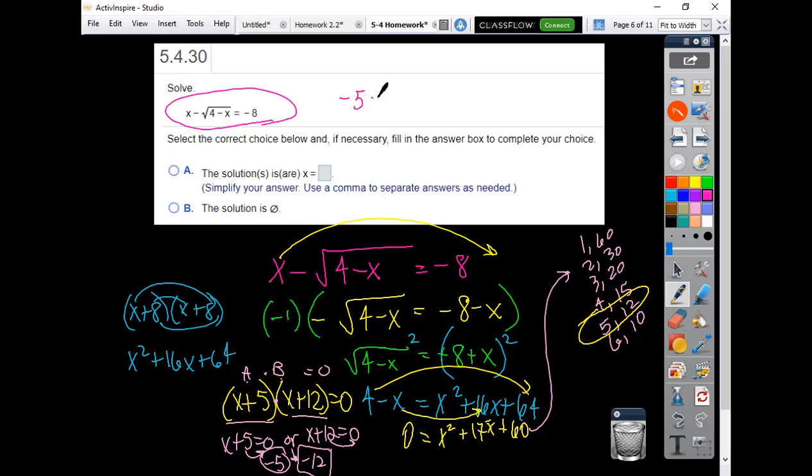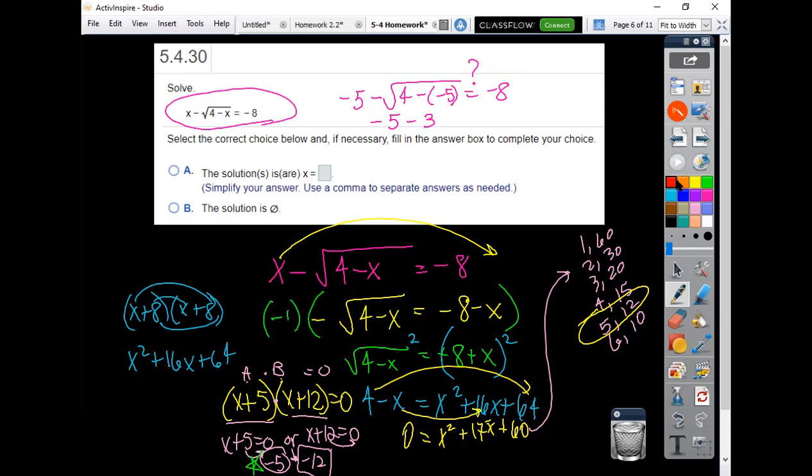-5 minus the square root of 4 minus -5, does it equal -8? So that's 4 plus 5, 9, -5. Square root of 9 is 3, -5. So this one does work. So the -5, that's golden. But what about the -12?